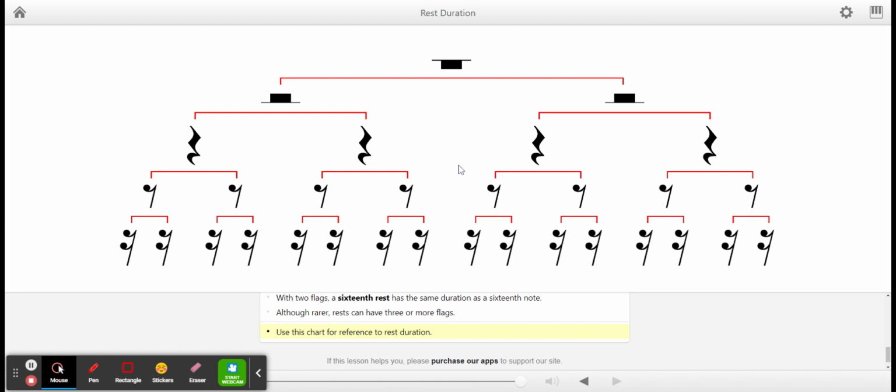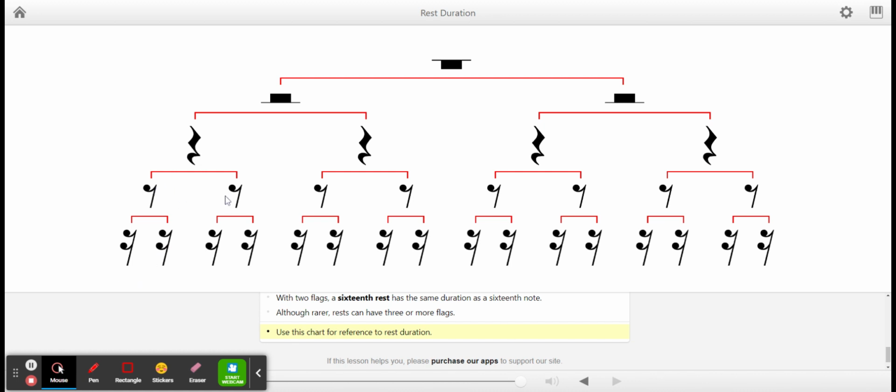So we've talked about the note tree before. This is the rest tree. You have a whole note or a whole rest worth 4 beats. It breaks into 2 half rests, which are 2 beats. Each half rest breaks into 2 quarter rests, which are worth a beat each. Each quarter rest breaks into 2 eighth rests, which are halves, and then each eighth rest breaks into 2 sixteenths. So everything doubles or cuts in half. It just depends on the direction.